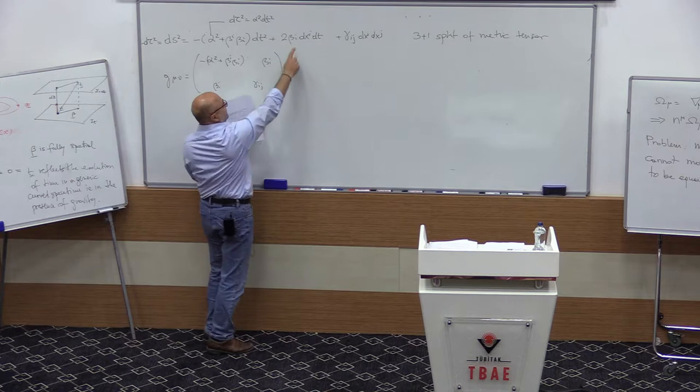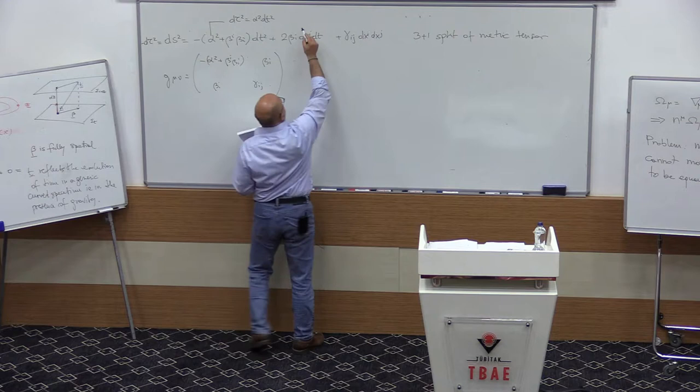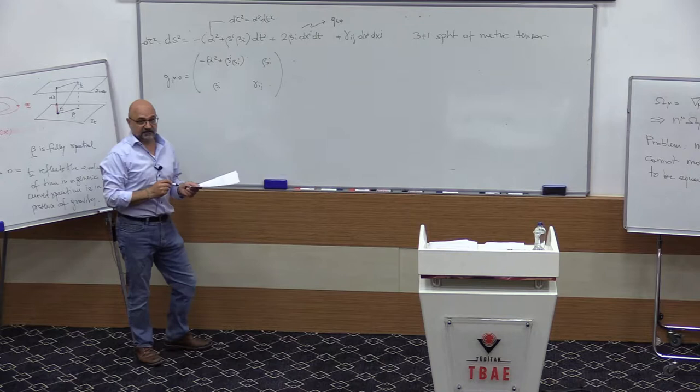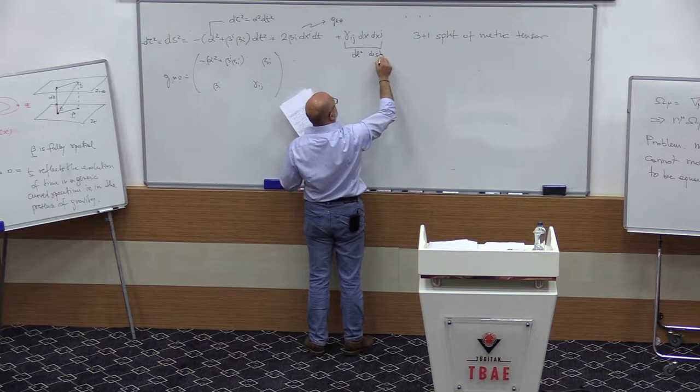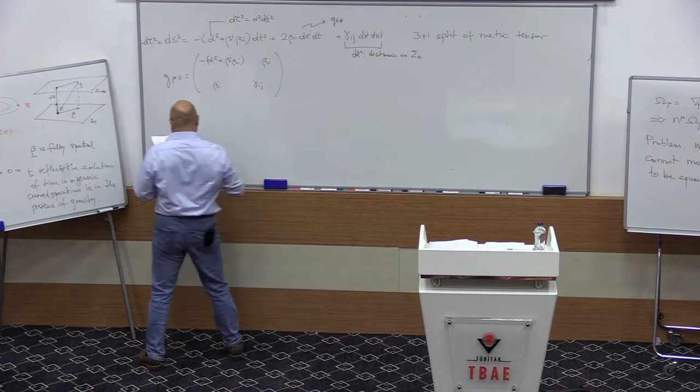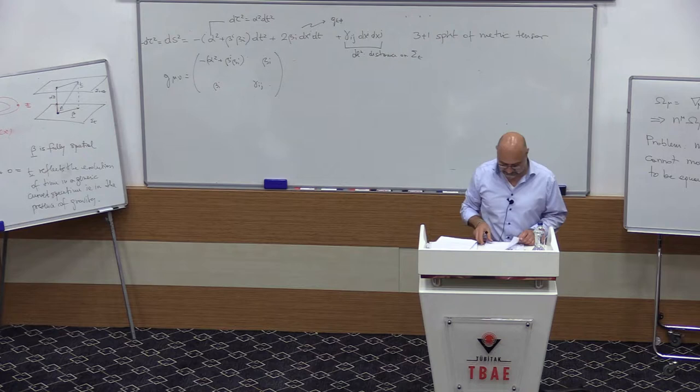This is the off-diagonal term. If you think about the Kerr solution, this would be the g_t phi component, which is responsible for frame dragging, okay? And this is the part which I normally call dl squared. So this is the distance on Sigma_t. Okay, so now I want to go over to the Einstein equations.